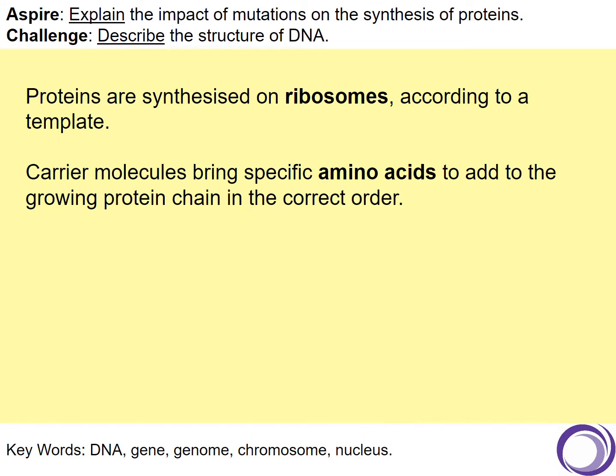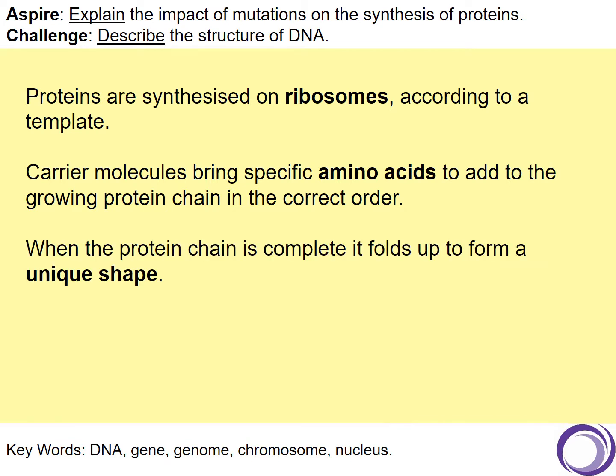Carrier molecules bring specific amino acids to add to a growing protein chain in the correct order. Now, you don't need to worry about the carrier molecules and what we call them or how they work. You just need to know that they bring these specific amino acids to the ribosomes in the cytoplasm and add them to the growing protein chain. So what you get is a protein chain that is unique. So that particular ribosome synthesizes the particular protein that that cell needs. It's not random.